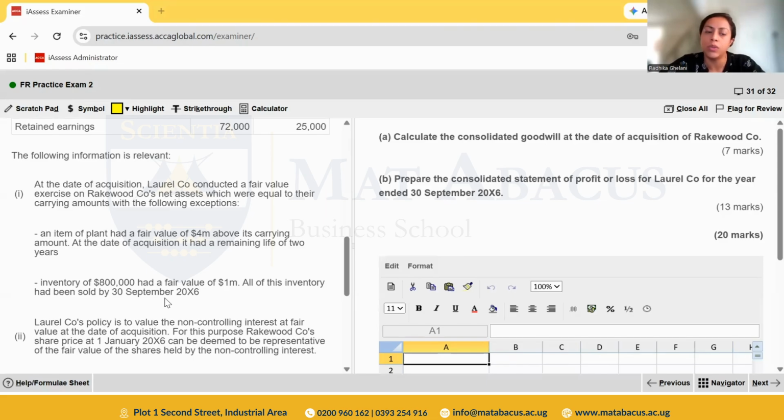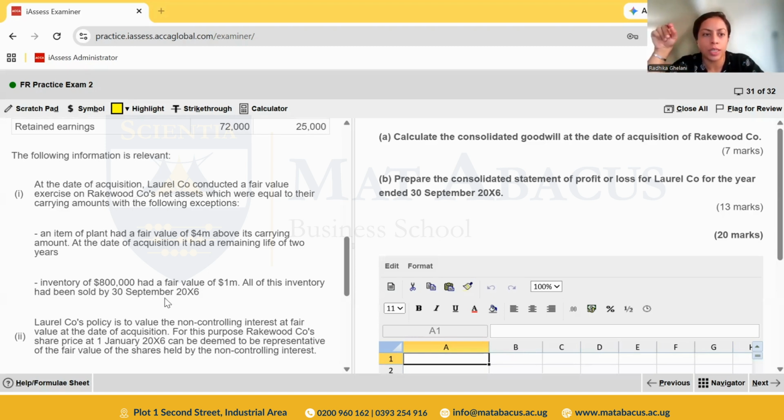So we must add 4 million to the net assets at acquisition. And they've not asked us for the SOFP, but if we were doing the SOFP at the reporting date column, this is a depreciating asset, okay?